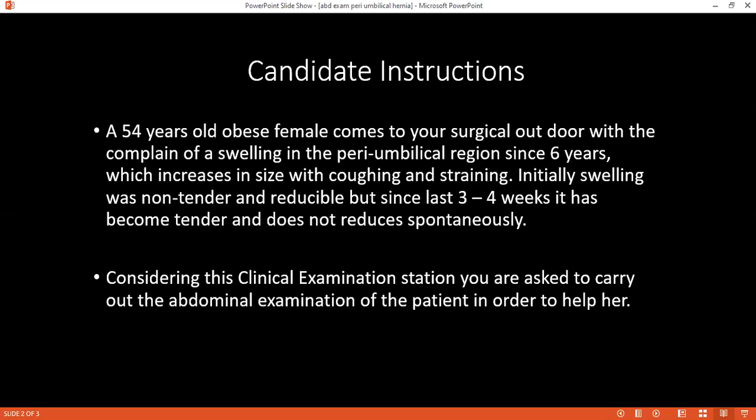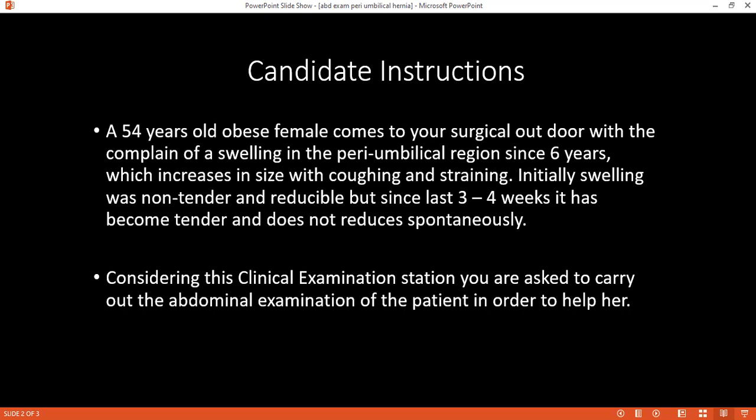And what is the consistency of the swelling? Yes, the swelling is firm and doughy in consistency, and the transillumination is negative, and it is non-reducible. And cough impulse is positive. So, what is your diagnosis? Provisional diagnosis. My diagnosis is that the patient is suffering from a non-reducible paraumbilical hernia containing omentum.